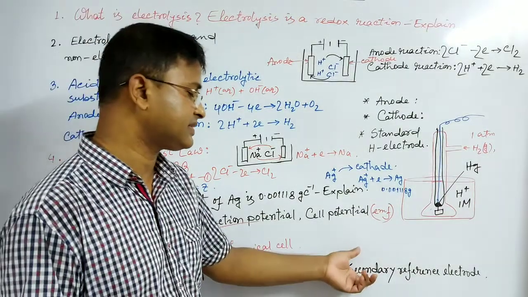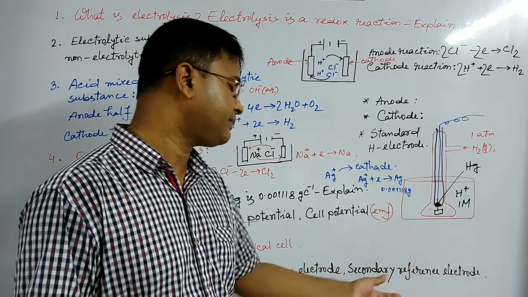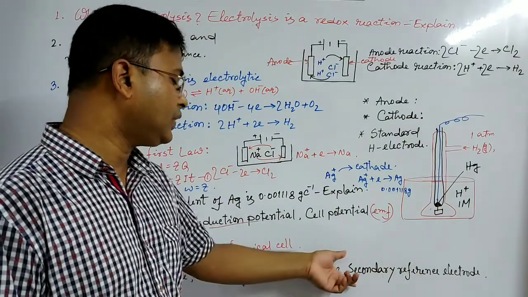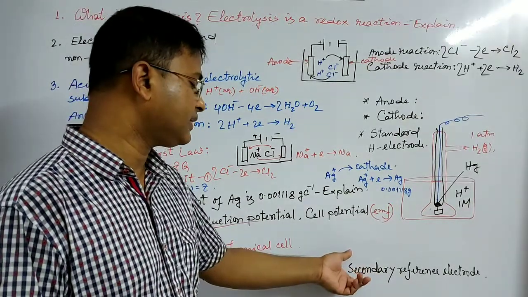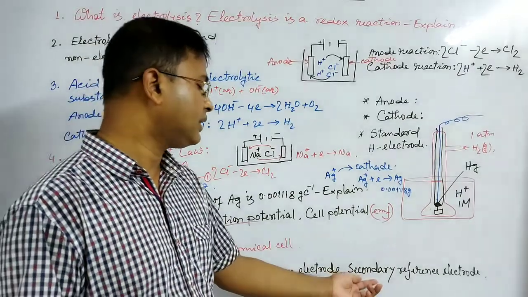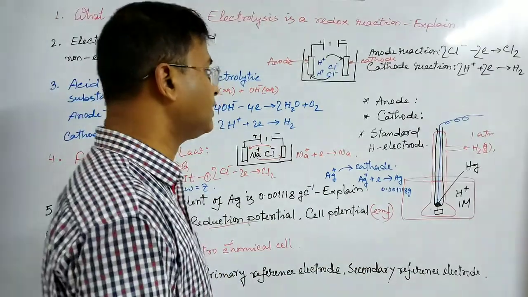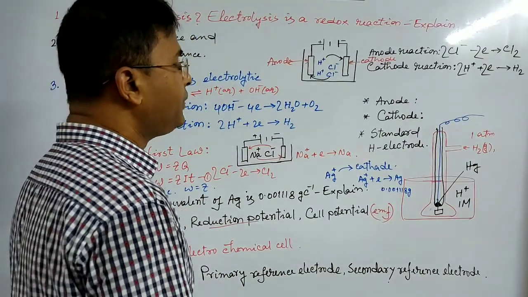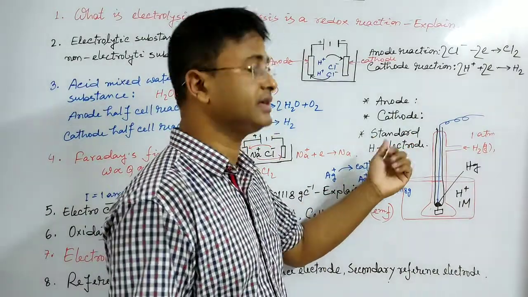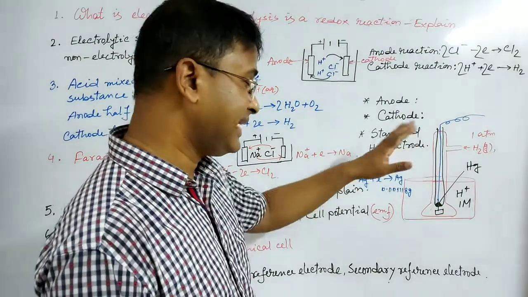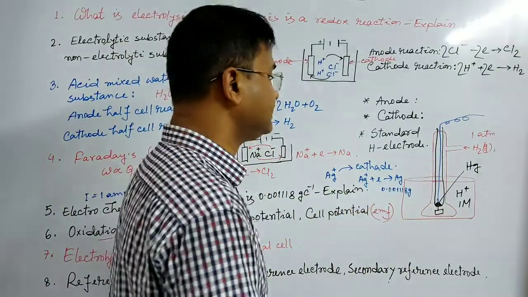And secondary reference electrode is the reference electrode by which the potential of an unknown electrode can be measured indirectly. Calomel electrode is an example of secondary reference electrode. My dear students, now I am going to discuss the standard hydrogen electrode shortly, but I would not like to discuss it very broadly because I discussed it in my previous lecture.